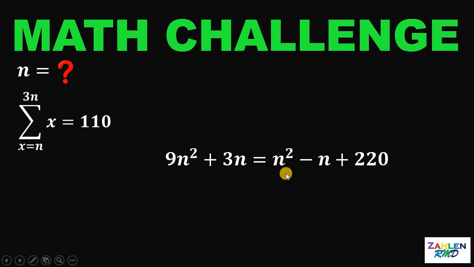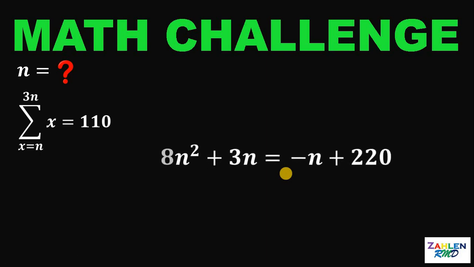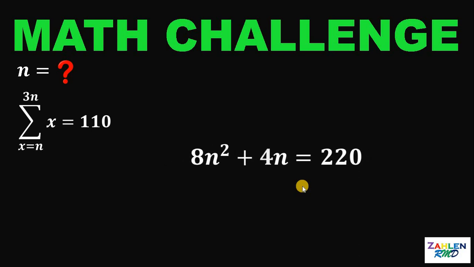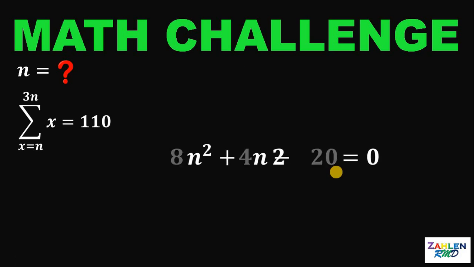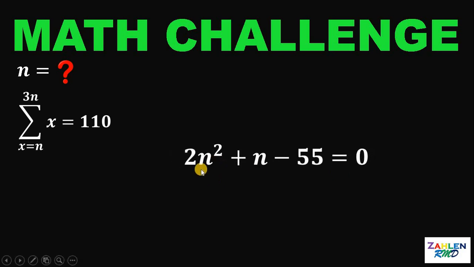Let's subtract n squared on both sides. And then add n on both sides. Then let's equate this equation to 0. Now notice that 8, 4, and 220 are divisible by 4, so divide all terms by 4. So we have now 2n squared plus n minus 55 equals 0.